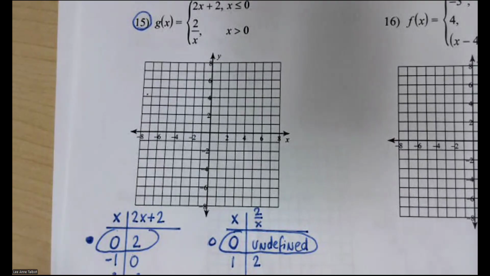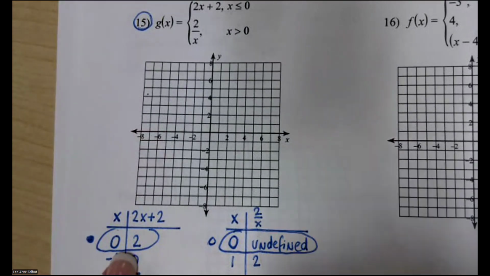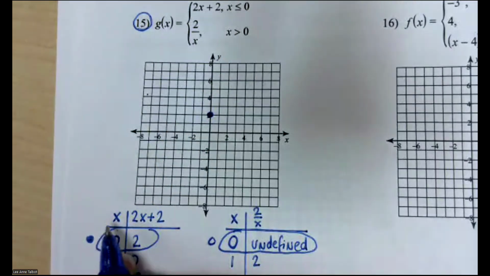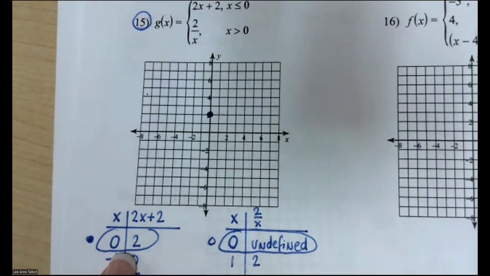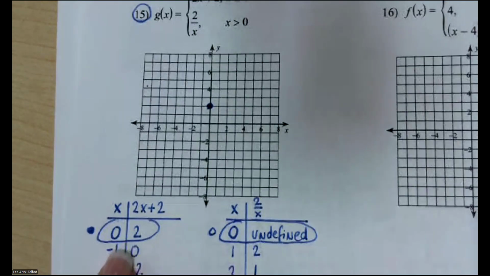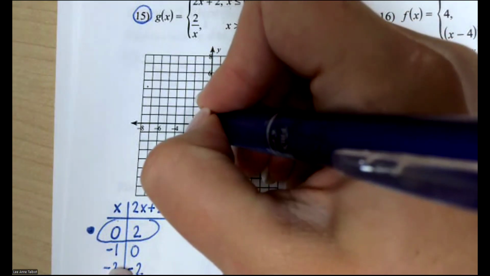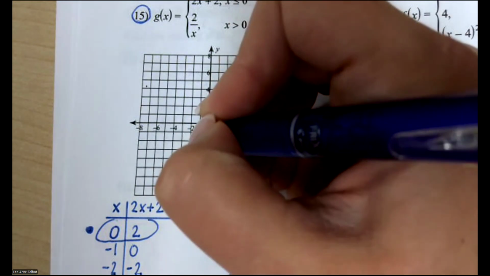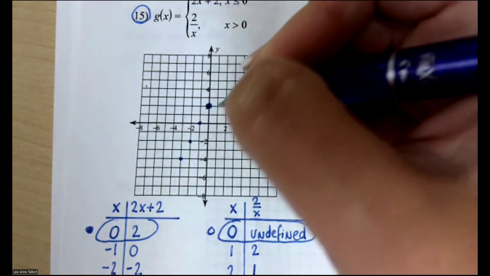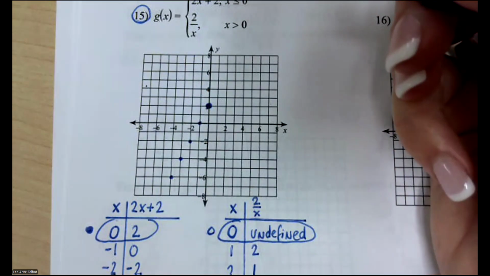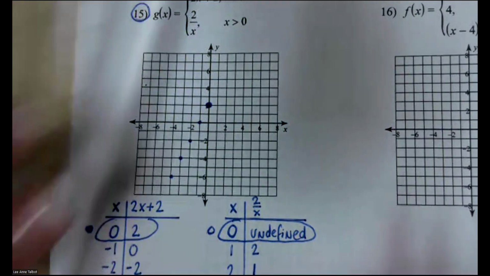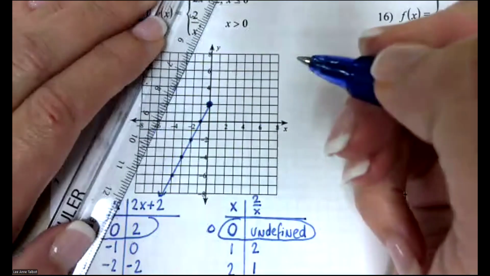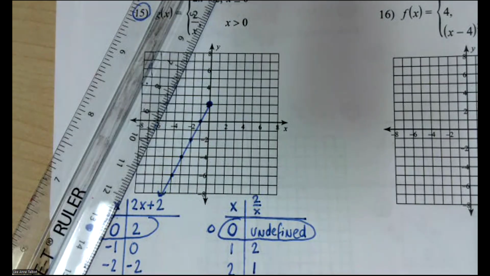Start here: graph (0, 2), and make it obnoxious. Make the boundary points big, like closed or open. Then (-1, 0), make that a regular dot. Then (-2, -2), (-3, -4), (-4, -6). And notice where the pattern's going. It's going this way, so keep the pattern going with an arrow.